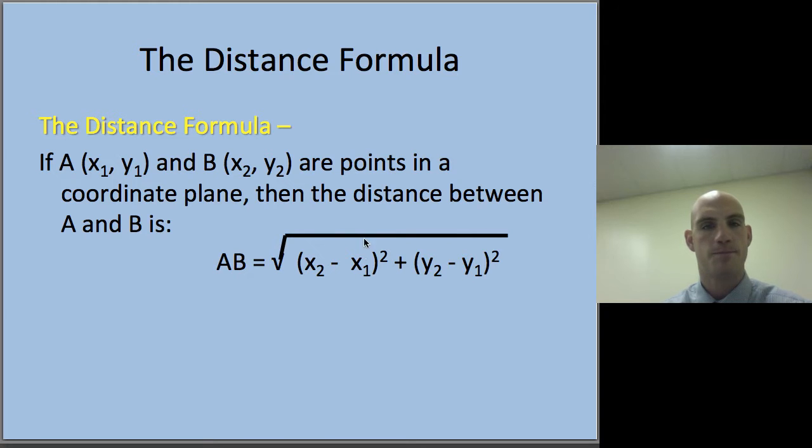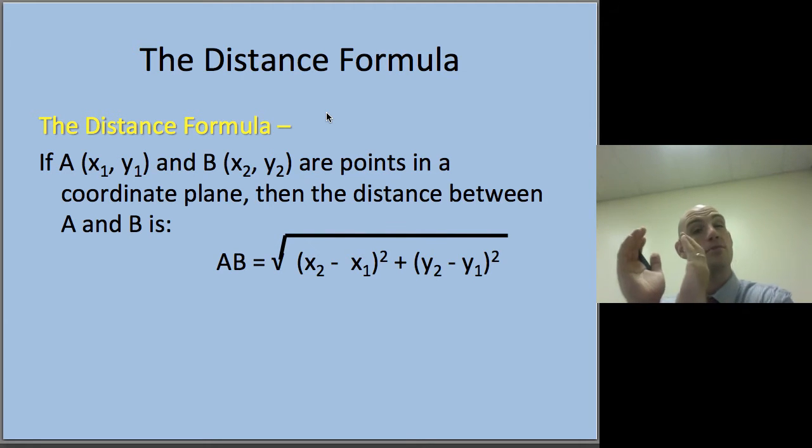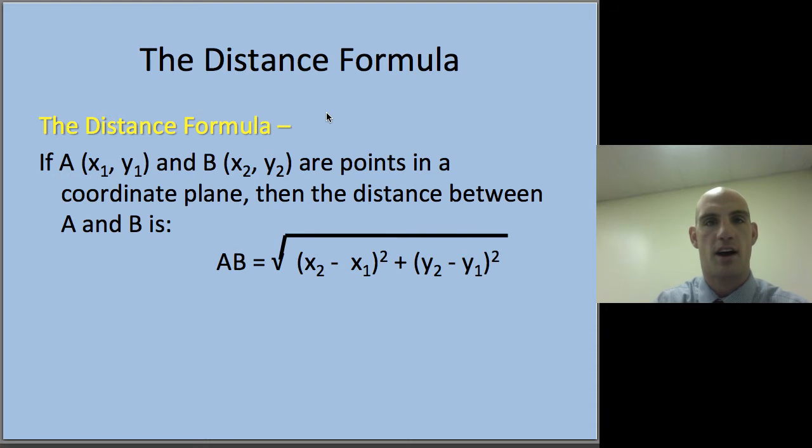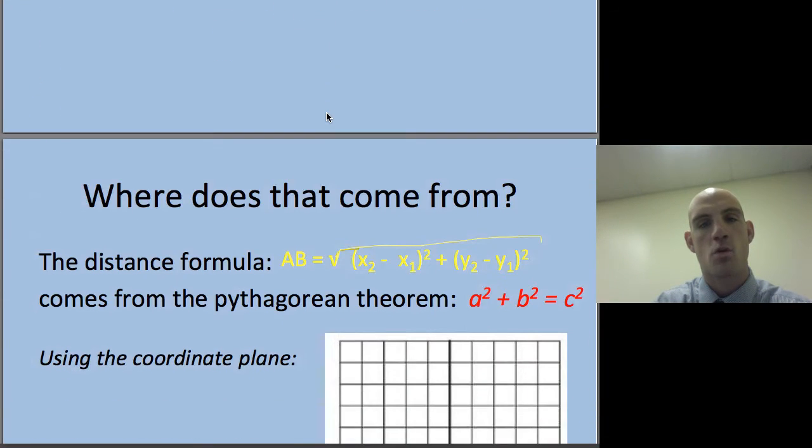x2 and x1. We're talking about the distance between two specific points. So the first set of parentheses has to do with just the x coordinates. And when we do this x2 minus x1, we're saying the distance between those x coordinates. When we talk about y2 minus y1, that's the distance between the y coordinates. And we square those values and take the square root of it to find the distance. Where does it come from?